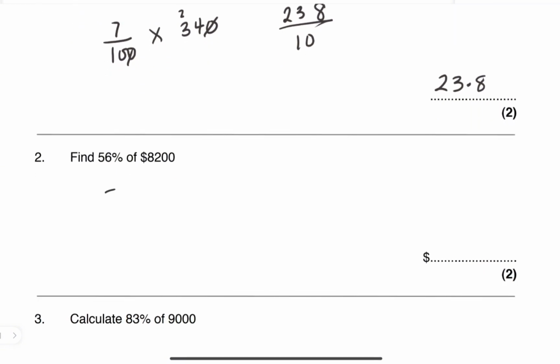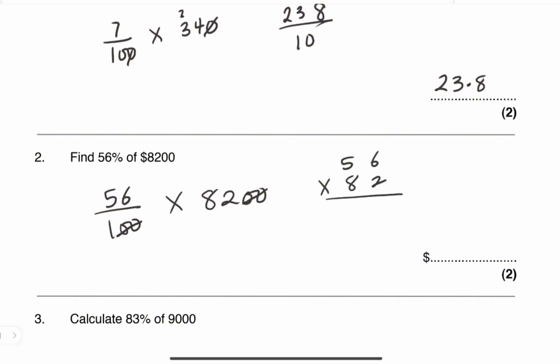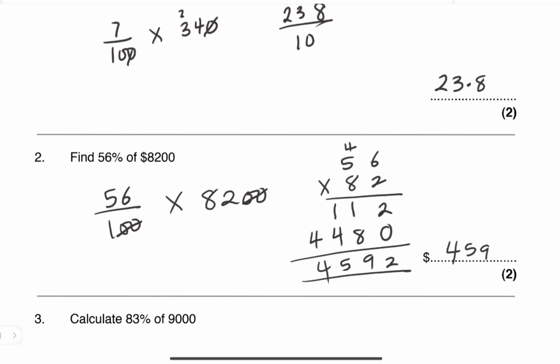56% of 8,200. That is 56 over 100 times 8,200. So 2 zeros, we go up with 2 zeros. So we do 56 times 82. 2 times 6 is 12. 2 here, 1 here. 2 times 5 is 10 plus 1, 11. So we add a 0 here. 8 times 6 is 48. 8 here, 4 here. 8 times 5 is 40 plus 4, 44. And we add. So 2954. So that is 4,592.